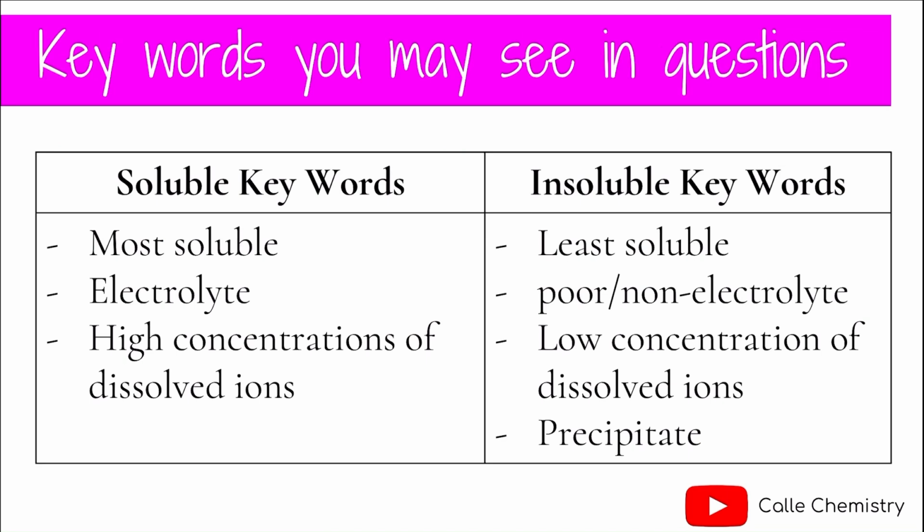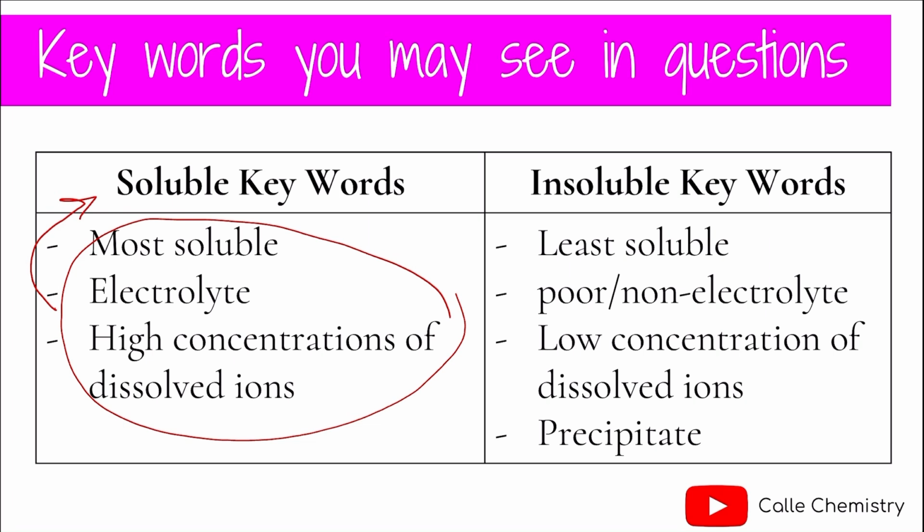Questions use keywords to tell you if they want you to look for something that is soluble or insoluble. For example, if a question says, which of the following is the most soluble? In other words, they're asking you, which of these is soluble? If they ask you, which one of these is an electrolyte? Once again, they're asking you which one is soluble, or which one has the highest concentration of dissolved ions. All three of these mean they're asking you which one is soluble.